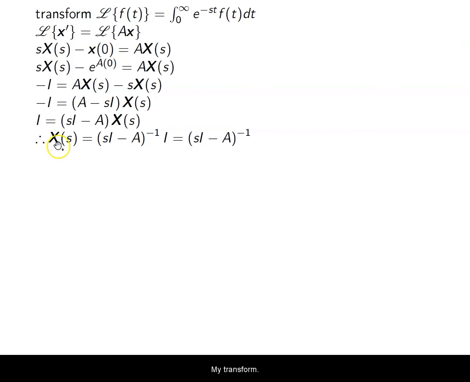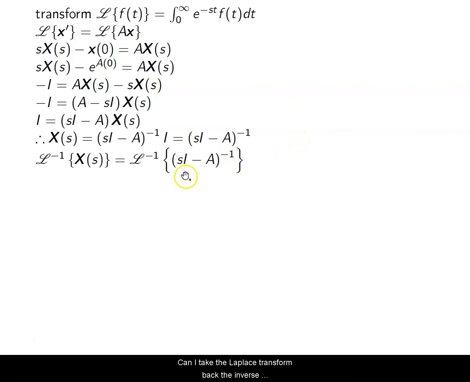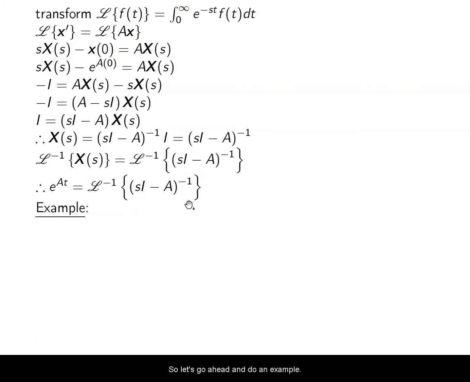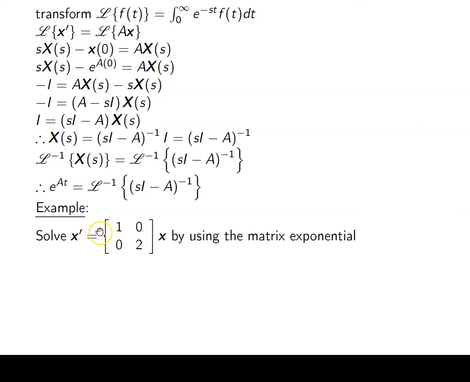So a matrix times the identity is just your matrix. So the transform of my homogeneous differential equation is just going to be this matrix, (sI minus A) inverse. If I take the inverse Laplace transform, I get e to the At is the inverse Laplace of the inverse of (sI minus A). Okay, so let's go ahead and do an example.